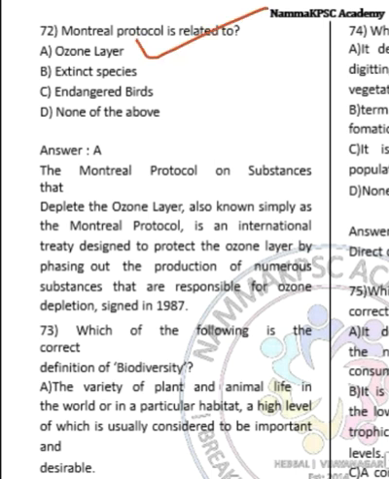So Montreal Protocol is known as the protocol on substances that deplete the ozone layer. So it is an international treaty which was signed in 1987. So it was signed to phase out the production of various substances that are responsible for the ozone depletion. So India is also a signatory to Montreal Protocol.